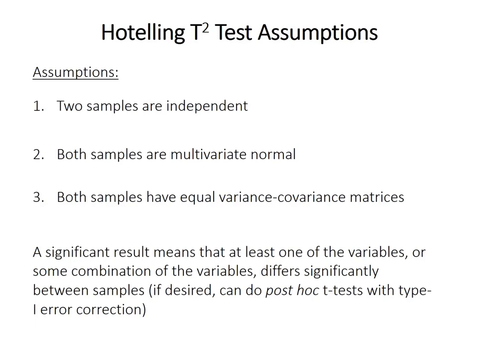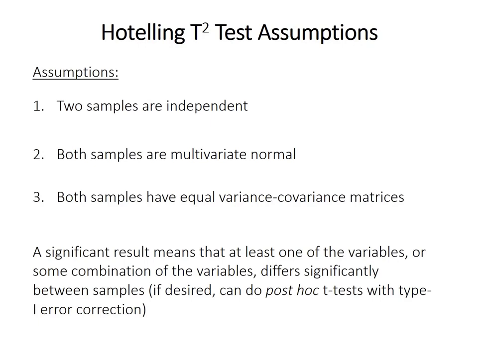So if you do get a significant result, that means that at least one variable or some combination of the variables differs significantly. It really means that their multivariate mean differs significantly. So it's actually possible that no single variable has a significant difference, but there could be some significant effect when you're looking at them all together. Normally you're running this multivariate test for a reason, because the variables are related and you do want to know how they differ together.